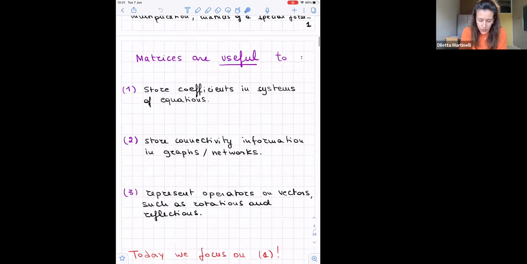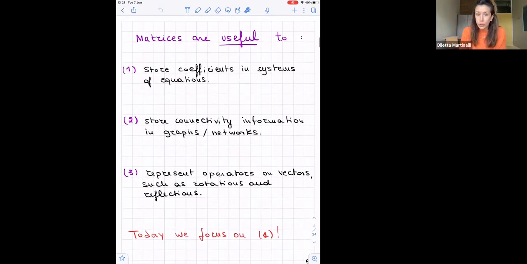And the first hour was dedicated to an introduction to the three main pillars that summarize the application of matrices. So we saw that they are useful to store coefficients in a system of linear equations, to store information about how different entities are connected in a graph or a network. And we saw different examples of symmetric and non-symmetric problems. And finally, there was a last application that is a bit more geometric, so how we can use matrices to represent operations on vectors, such as the easy cases of rotations and reflections.